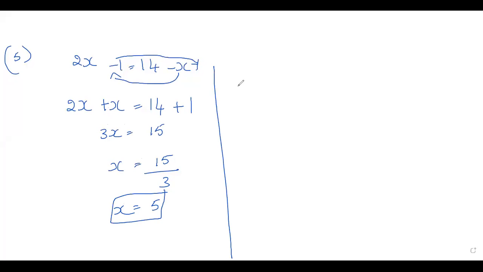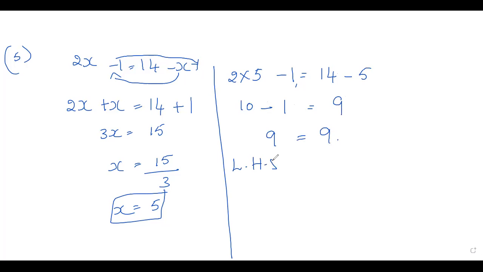So now verify the answer. Substitute the value of x in the given equation. 2 into x, which is 5, minus 1 is equal to 14 minus x. x is 5. So 2 fives are 10 minus 1. 14 minus 5 is 9. 10 minus 1 is 9. So both are the same. LHS is equal to RHS. Left hand side is equal to right hand side.